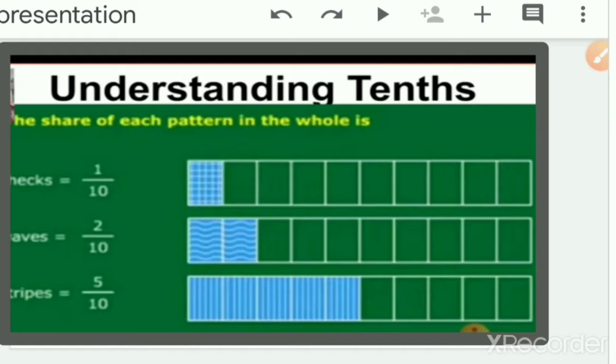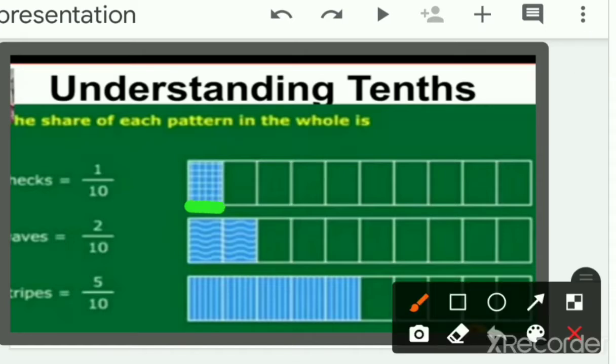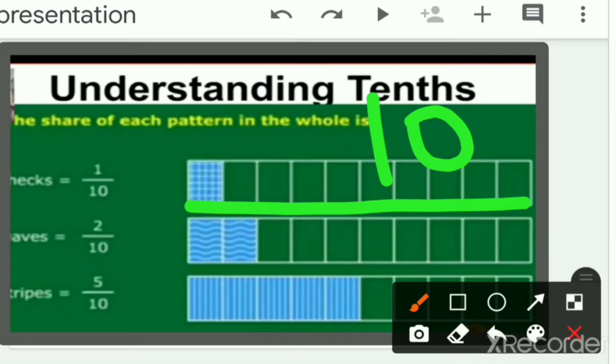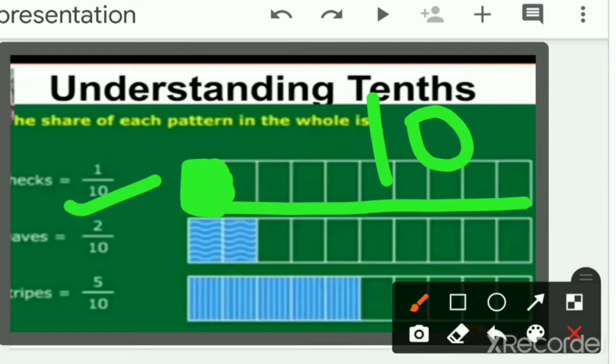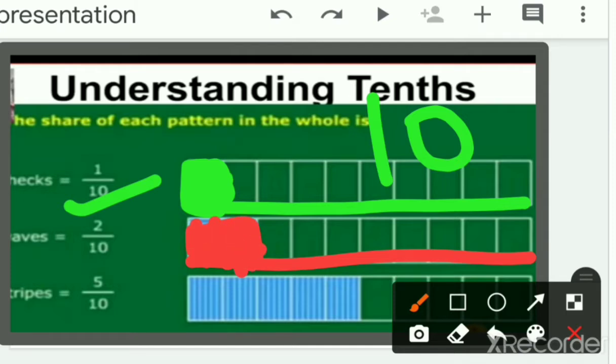Now let's understand the tenths. The share of each part in the whole: we have a total of 10 strips. Out of those, only one part is covered, so it will be 1 by 10. Now we have 10 total equal parts, and out of that 2 parts of the whole are covered, so we have the fraction 2 by 10.